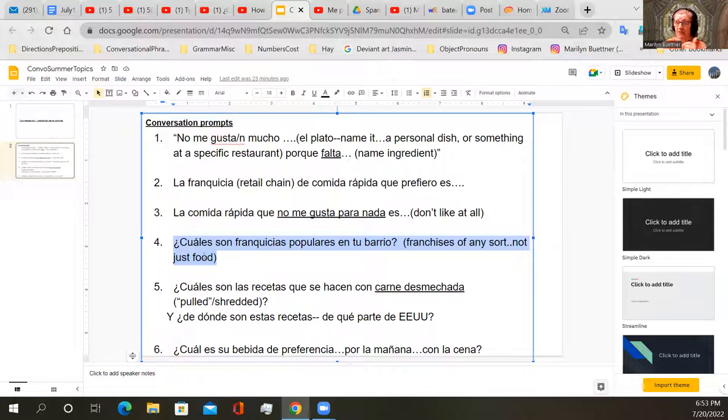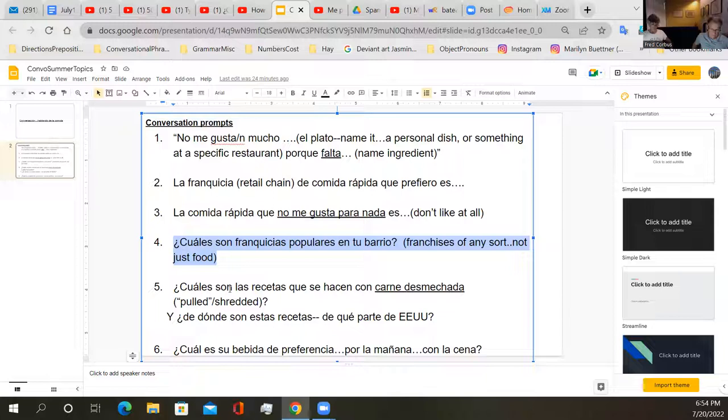Vale, bueno, hay otras franquicias populares. Cerca de mi casa hay cuatro restaurantes de pizza. ¿Cuatro? ¡Wow! Pizza Hut, Domino's, Papa John's y Spinato's. También hay Subway, Arby's, McDonald's y Orange Julius. Casi todas son tiendas de comida rápida. Quizás sí, no con todos los restaurantes de pizza, pero sí, así es. Muy bien.